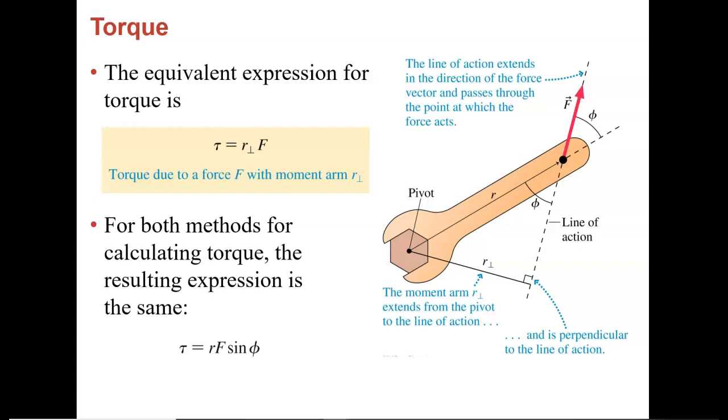So if we look at that torque due to a force with a moment arm, it's your moment arm times your force. Essentially, it's the same idea. So for both methods of calculating torque, it's the same expression. Torque is equal to radius, either the moment arm or the radial line, times the force times the sine of your angle in relation to the line. Okay.